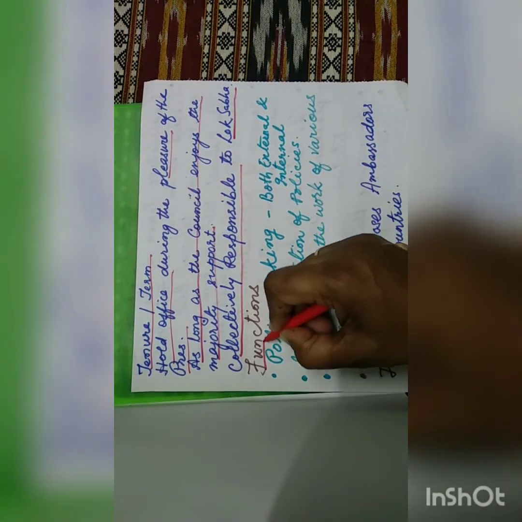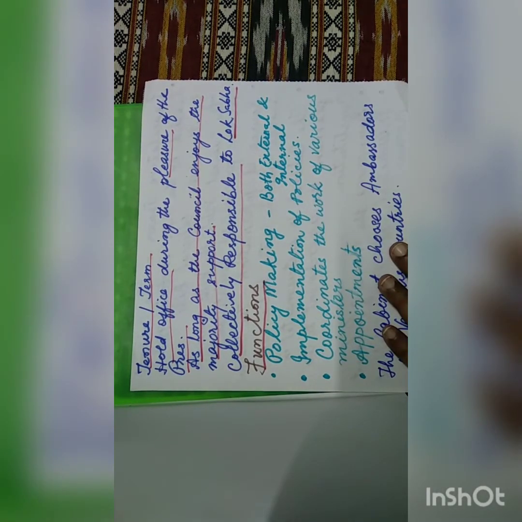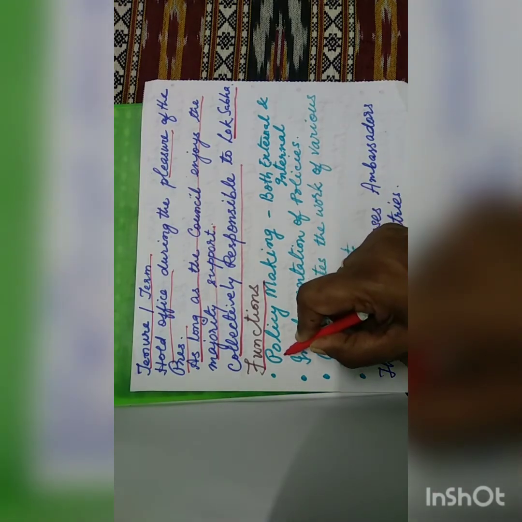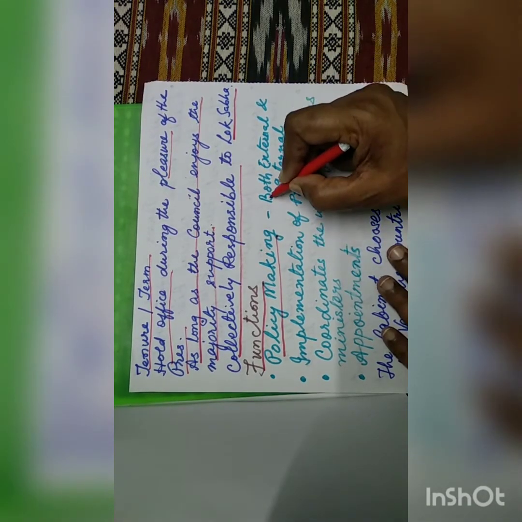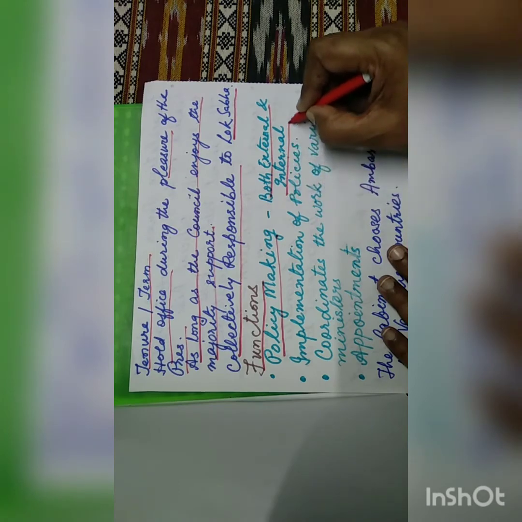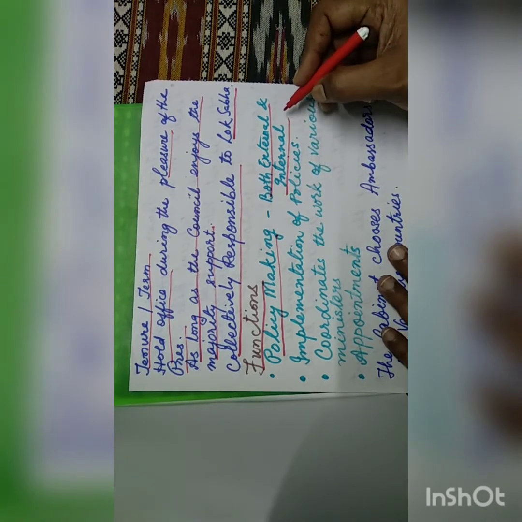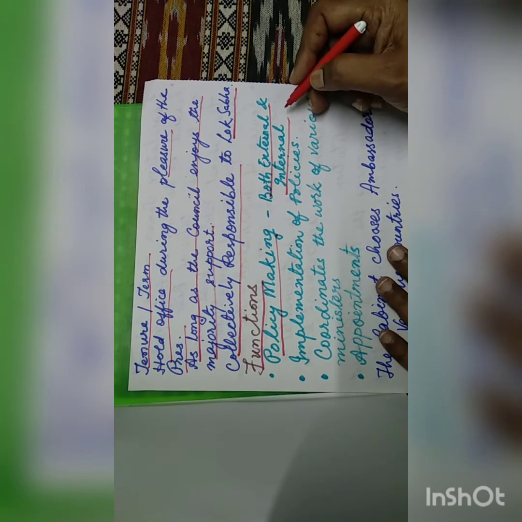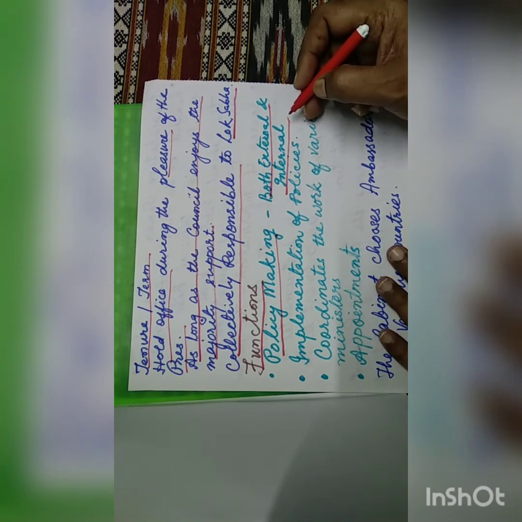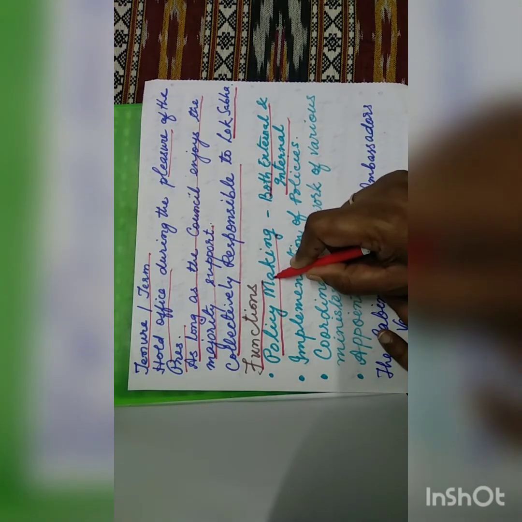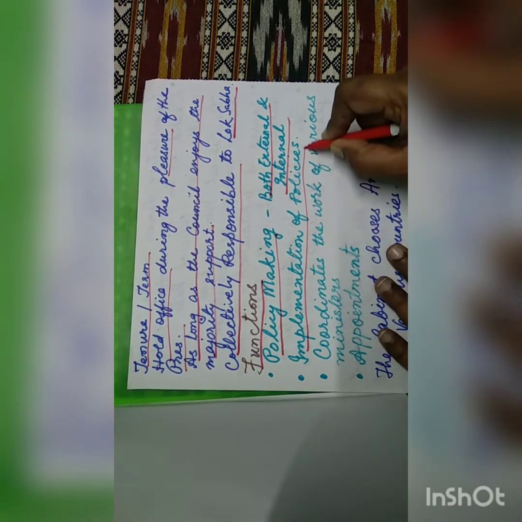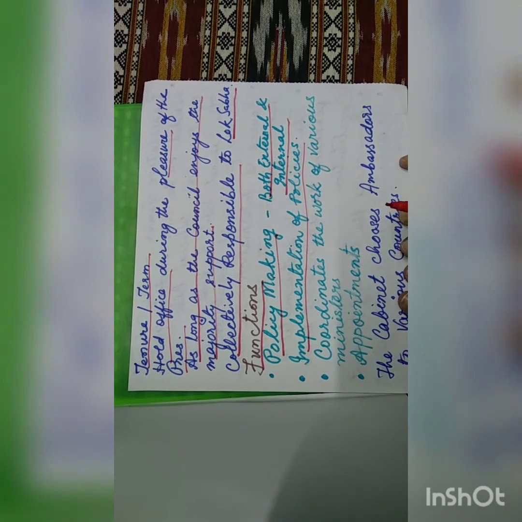Next, the functions of the Prime Minister and the council. The first and foremost function of the top ranking ministers is policy making. They make policies for both external affairs and also internal affairs. In internal affairs, they make policy for our defense, for our finance and education and so on. Not only do they make the policy, they also implement it. Another function is that they implement the policies that they make.